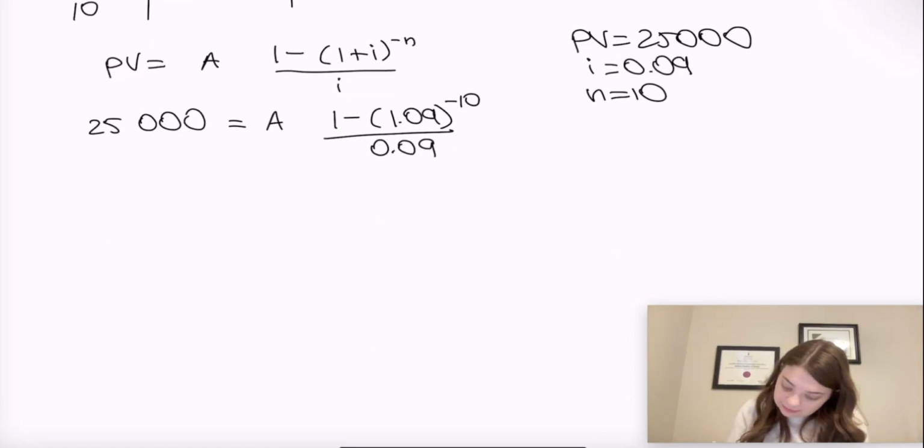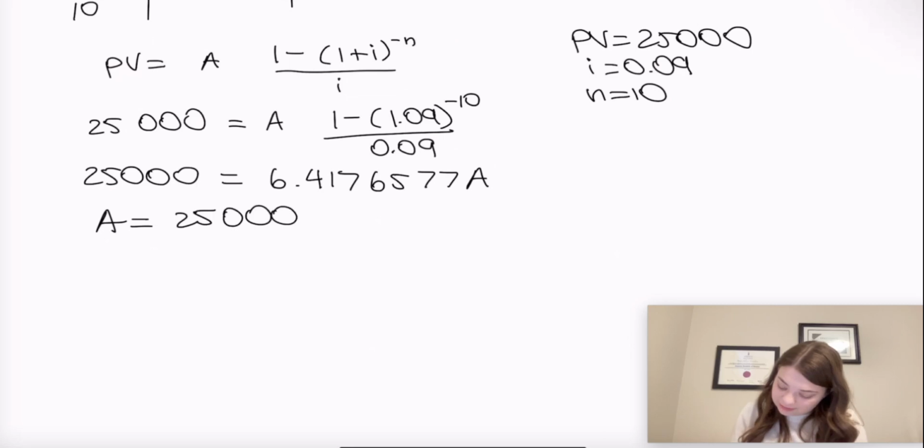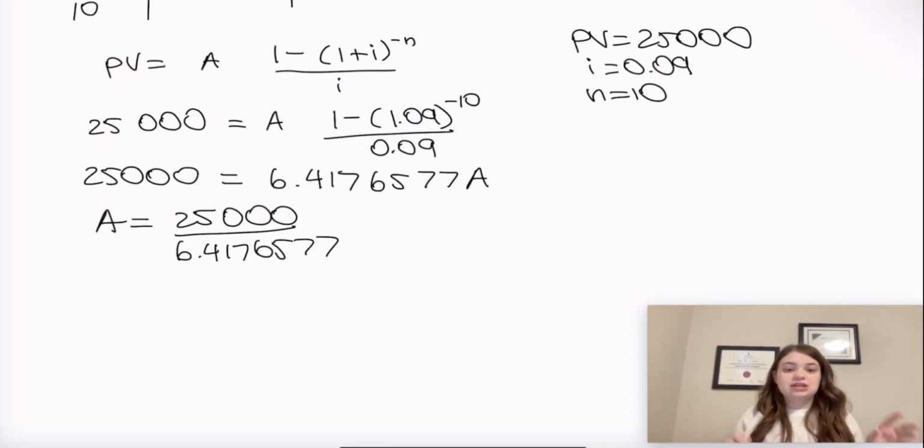So therefore 25,000 is equal to 6.4176577. That's probably more decimals than we really need, so I'm just going to round it off there. And then therefore A is equal to 25,000 over 6.4176577. So let's divide that, and then we're just going to round to the nearest 2 decimal places for dollars and cents, which is generally what we do when we're talking about money.